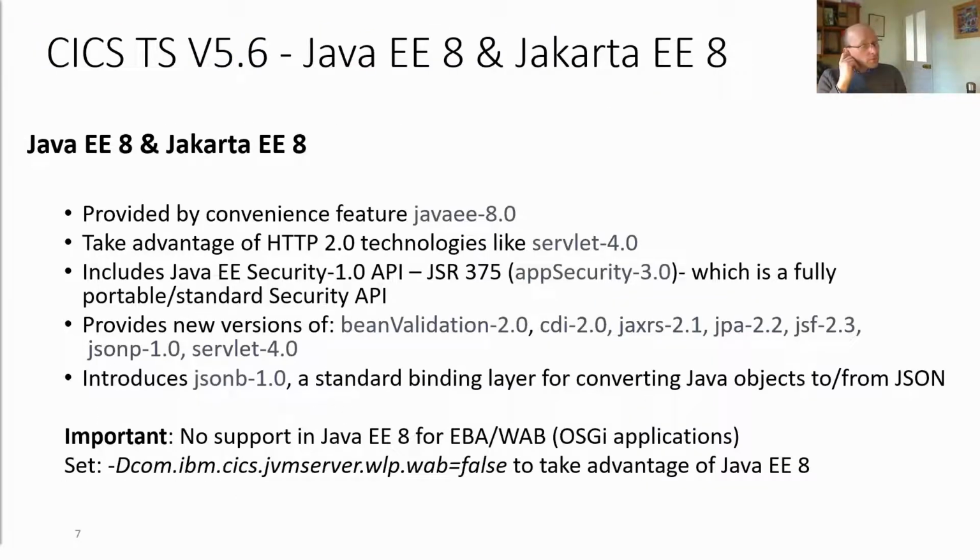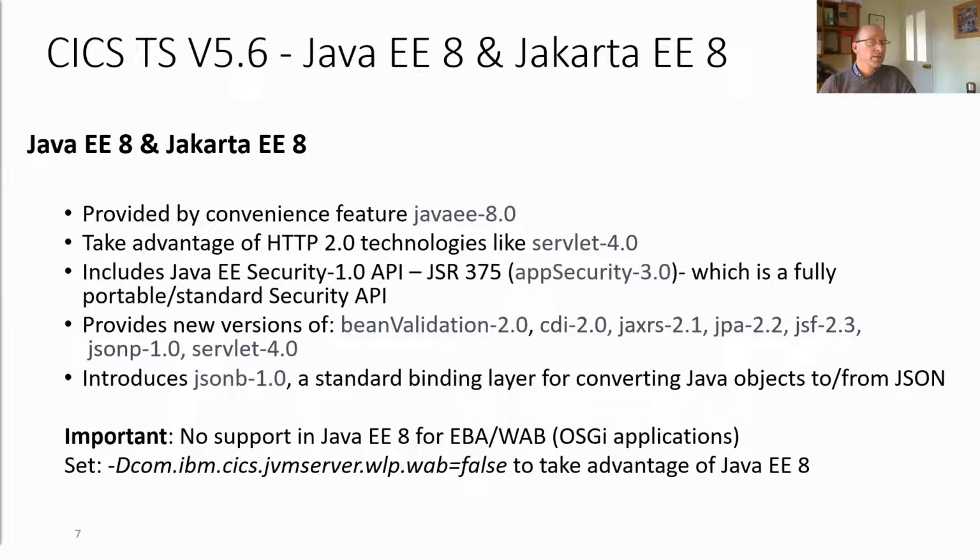So what do we support in 5.6 regarding Java EE8, Jakarta EE8? We support and supply the Liberty convenience feature, which is listed here, Java EE80, and that's like a super feature. Or you can deploy individual features for each specification. Servlet 4.0 is probably the key feature in Java EE8, and it supplies support for HTTP 2.0. So that's the first support of HTTP 2.0 in CICS.